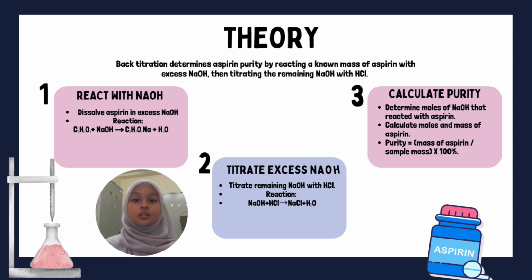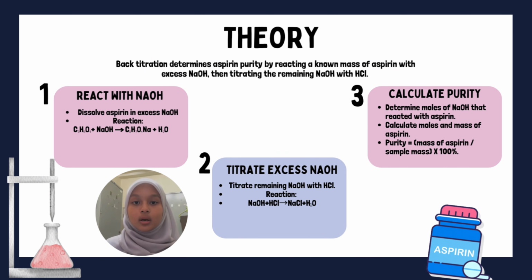For theory, back titration is an effective method to determine the purity of aspirin in a pharmaceutical product. The process involves reacting a known mass of aspirin with an excess amount of sodium hydroxide. This reaction converts the aspirin into sodium acetylsalicylate and water, ensuring all aspirin reacts. Next, the excess NaOH is titrated with a standard hydrochloric acid solution. By calculating the initial mole of NaOH added and subtracting the mole of NaOH that reacted with HCl, we can determine the mole of NaOH that reacted with aspirin.